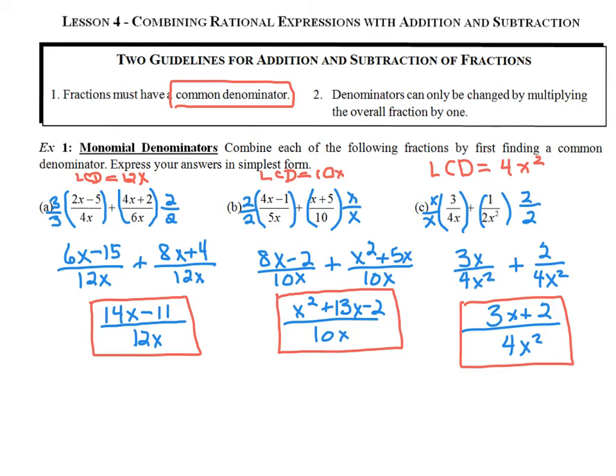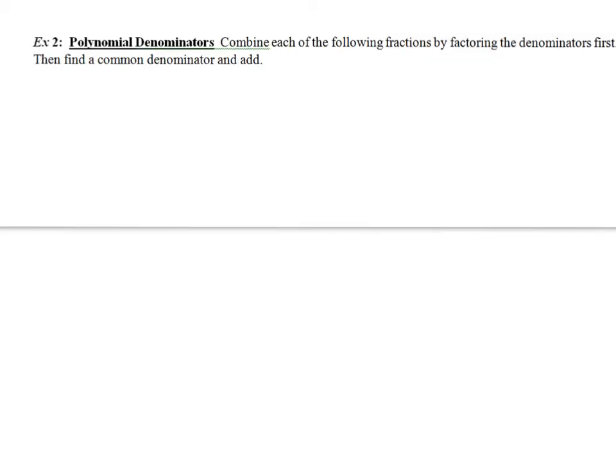So far we've looked at just monomial denominators. In the next group of examples, we're going to be looking at what happens when we have polynomial denominators. We're going to have to combine the fractions by factoring the denominators first. When we factor those denominators, then that will help us to find a common denominator. Once our fractions have a common denominator, then we'll be able to add or subtract. So let's look at exercise A first.